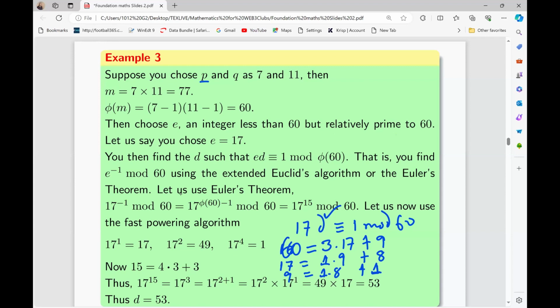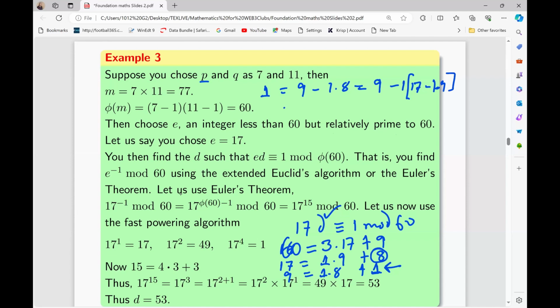Once you reach where the remainder is 1, this is then the GCD, because it means the next remainder will be 0. Then you make this one the subject of the formula. You say, what is 1? 1 is 9 minus 1 multiplied by 8. Now you replace this 8. This 8 is the same as 17 minus 1 multiplied by 9.